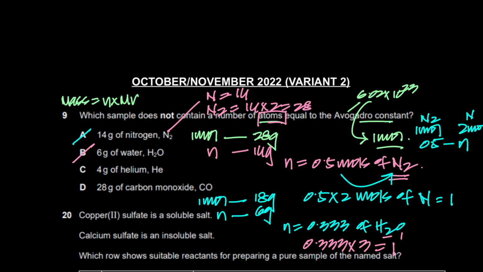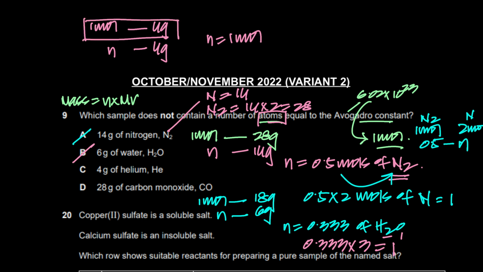So 4 grams of helium, right? We know that 1 mole of helium has 4 grams. So if you have 4 grams of helium, how many moles do you have? Obviously 1 mole, right? This is from the periodic table. Or you could use your formula, mass equals moles times Mr. Mass is 4 grams, moles you need to calculate, Mr of helium is 4, n equals 1. You could do either, whatever you like.